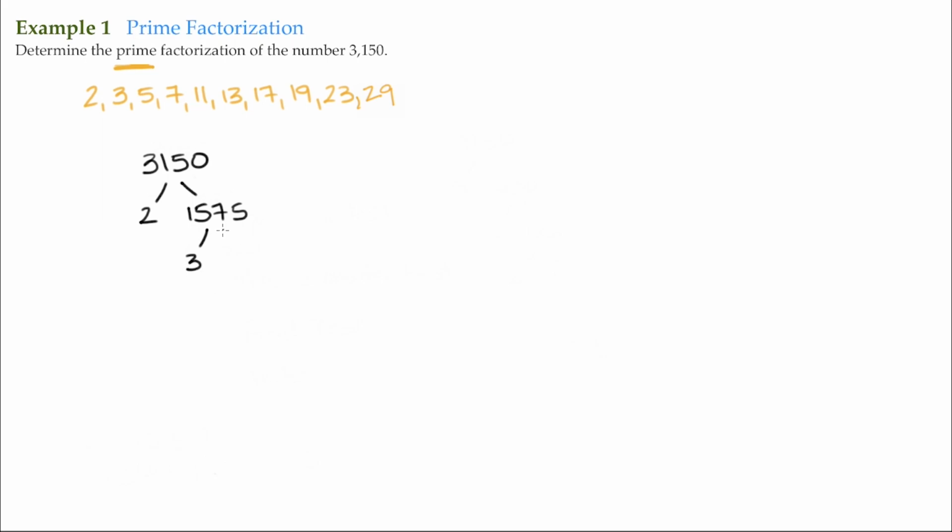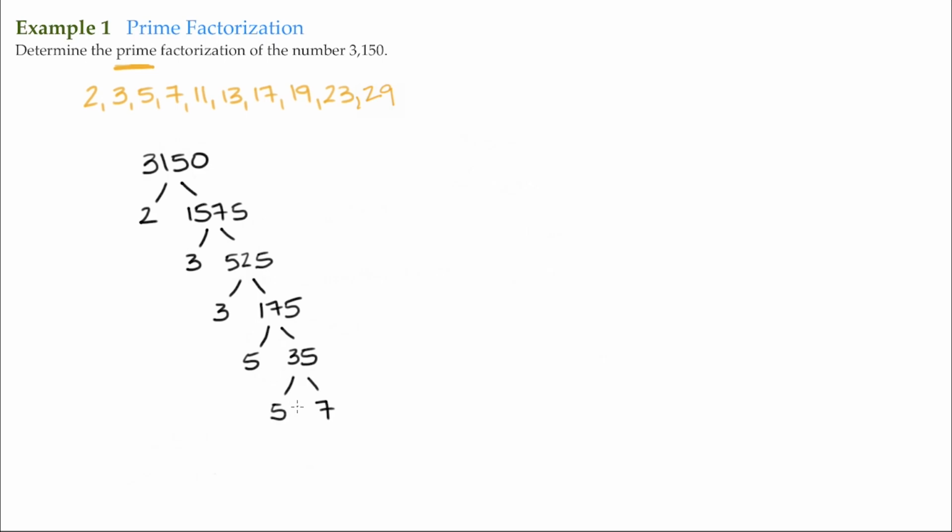That's going to be 3 times 525. Again, 525 is not prime, so we branch again. And we keep branching until we have all the primes. And then finally, 5 times 7. So you can see right here, these are the prime factors of 3150.